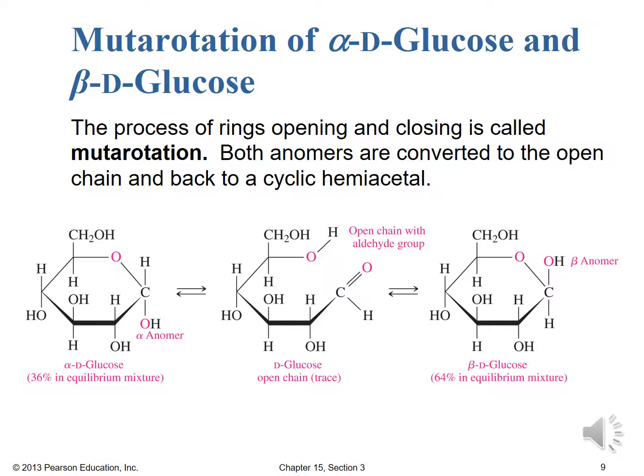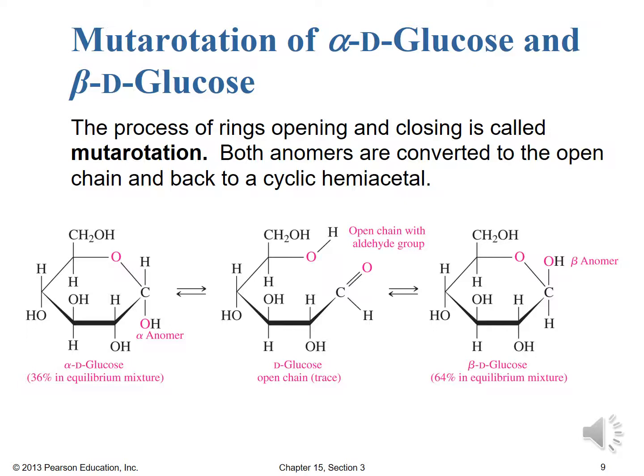Both anomers are converted to the open chain and back to a cyclic hemiacetal, so we can actually go between the two forms. We have an equilibrium set up. The alpha D-glucose is the less preferred ring form. Of the open chain form, there's only very little. As you see, the open chain D-glucose is a trace amount, but it's important because it's that trace amount that allows for moving back and forth in our dynamic equilibrium. And finally, the beta D-glucose is the predominant form. It's 64% in our equilibrium mixture. So there we have it.